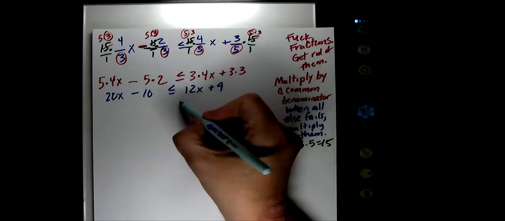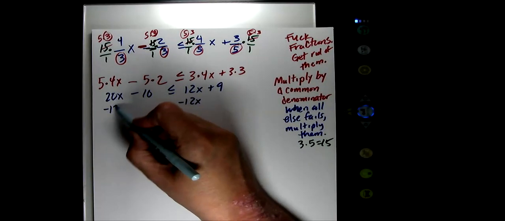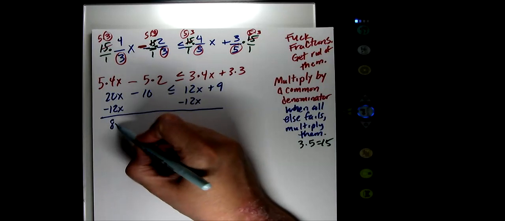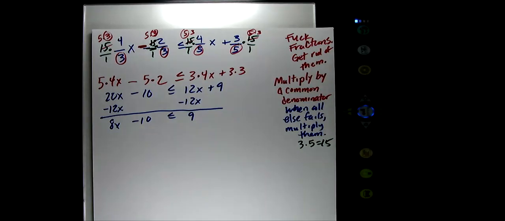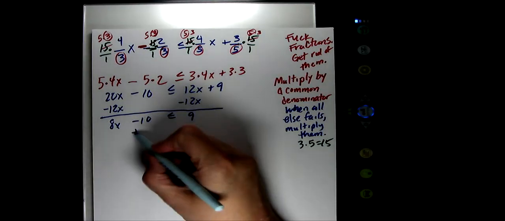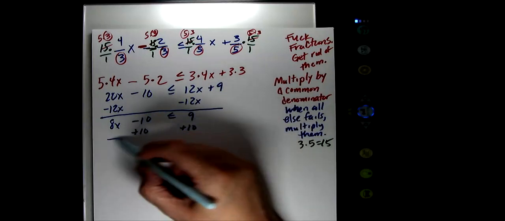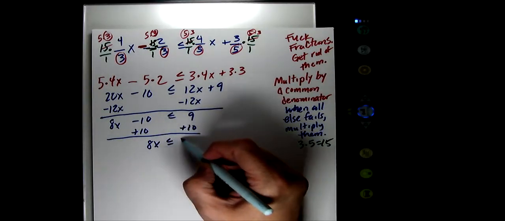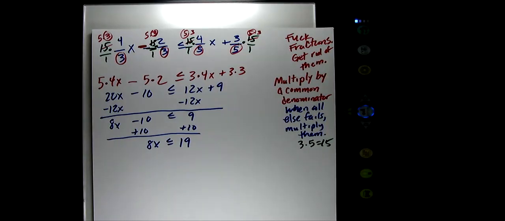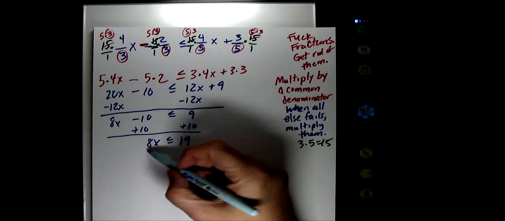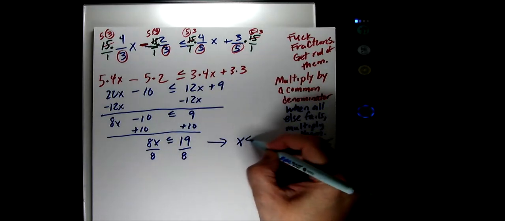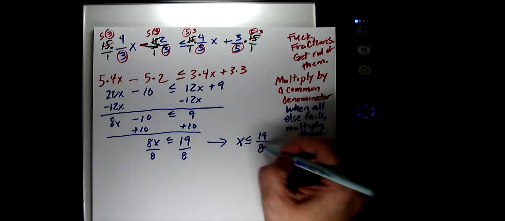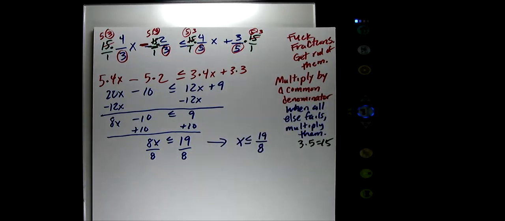So I can subtract 12x from both sides. And I get 8x minus 10 is less than or equal to 9. I can add 10 to both sides. And I get 8x is less than or equal to 19. And then I divide by 8. And I get x is less than or equal to 19 over 8. Which is an ugly looking number, but it's a number nonetheless. And it works. That's the answer.